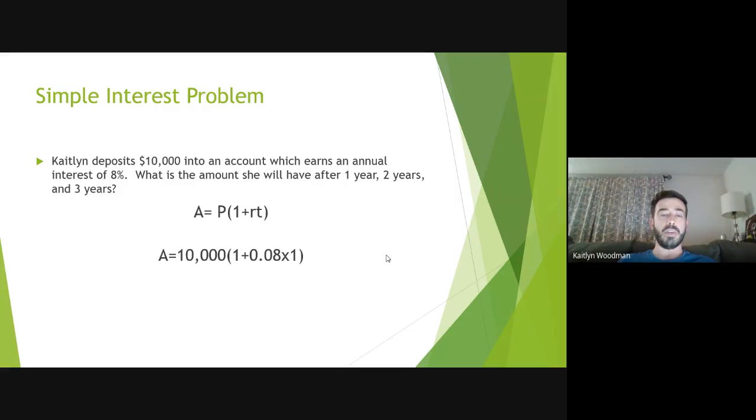So we will have A equals the principal amount, which is $10,000, times 1 plus the rate, which is 8%, times time, which will be 1 year. So we will have A equals 10,000 times 1 plus 8% times 1. And we can convert that 8% into 0.08 for our problem. So we will have A equals 10,000 times 1 plus 0.08 times 1.